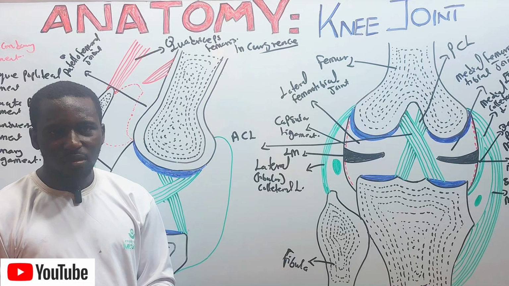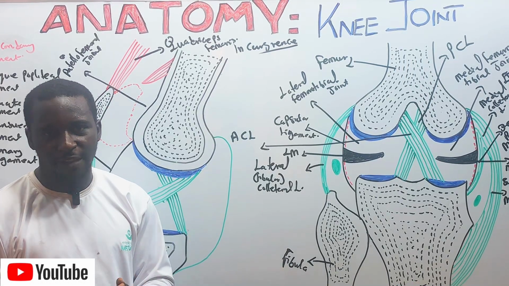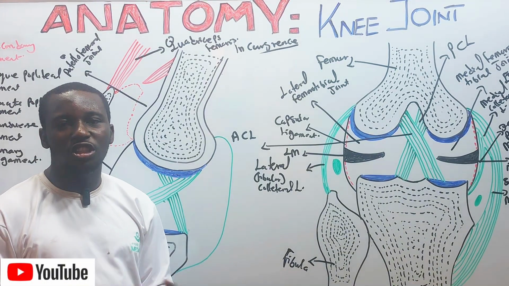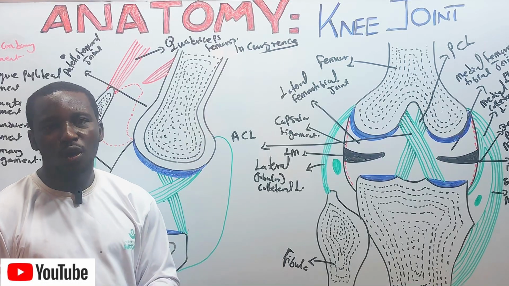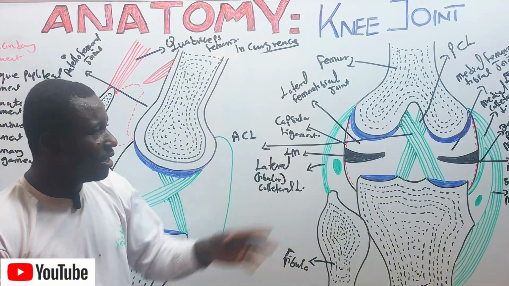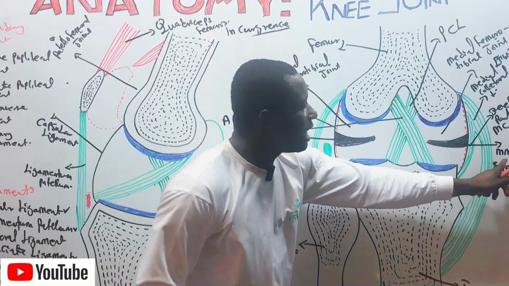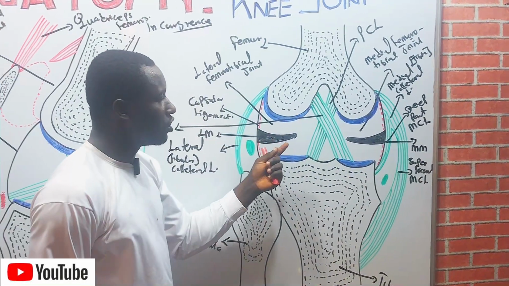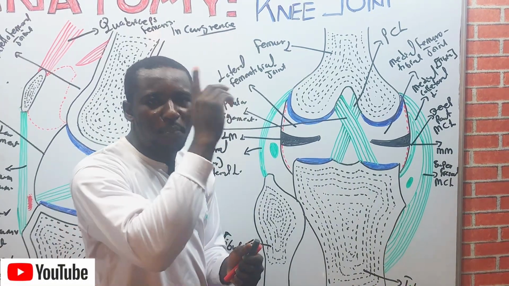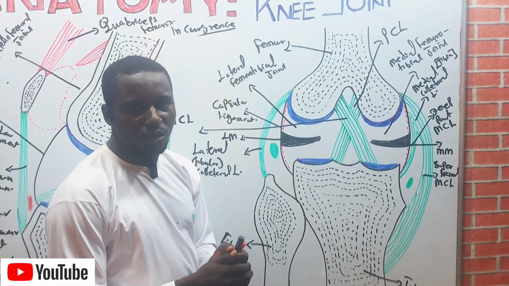They help to deepen the articular surface of the tibial condyle, where they help in partitioning or dividing the knee joint into two compartments: the upper meniscofemoral compartment and the lower meniscotibial compartment. Be it the medial meniscus or the lateral meniscus, it divides the knee joint into two compartments: the upper meniscofemoral compartment and the lower meniscotibial compartment.